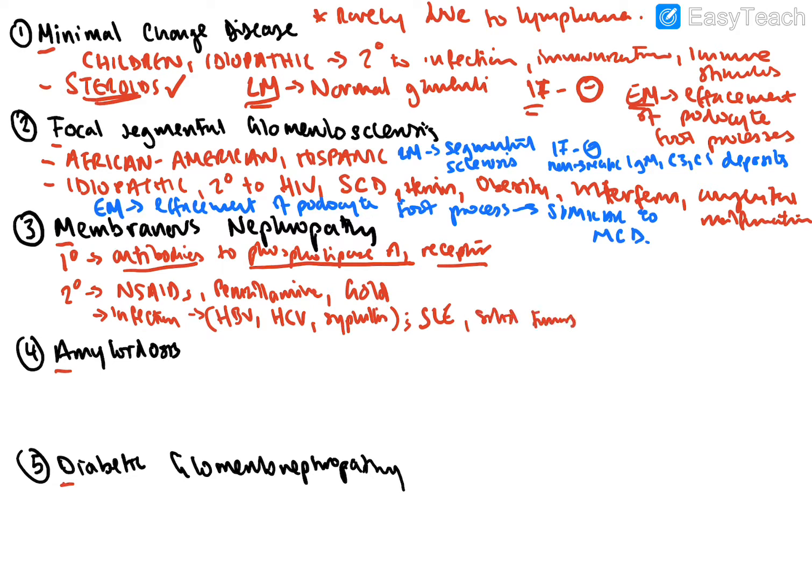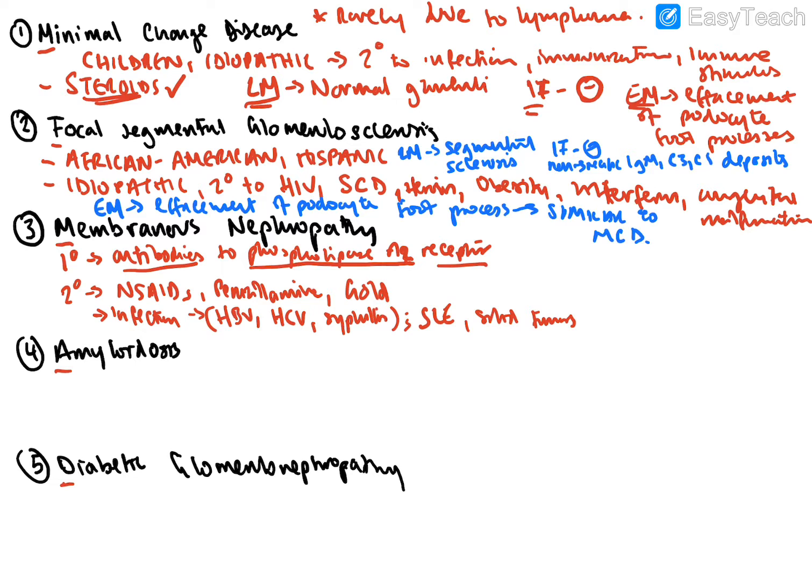Okay, so these are what can cause membranous nephropathy. It can either be primarily due to antibodies to the phospholipase A2 receptor, or it can be secondary to drugs such as NSAIDs, penicillamine, or gold, or it can be due to infections such as hepatitis B, hepatitis C, or syphilis, or due to systemic lupus erythematosus, SLE, or solid tumors.